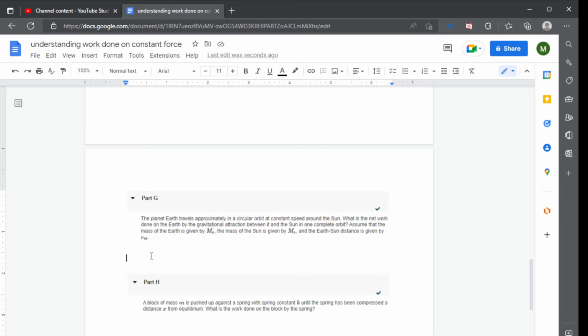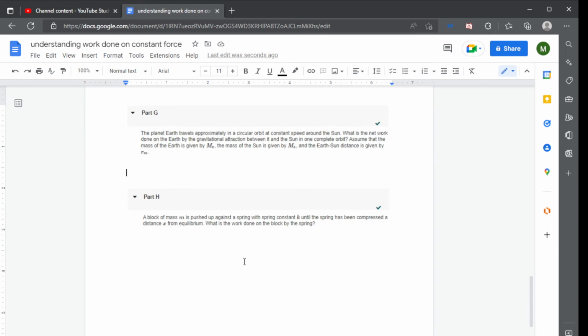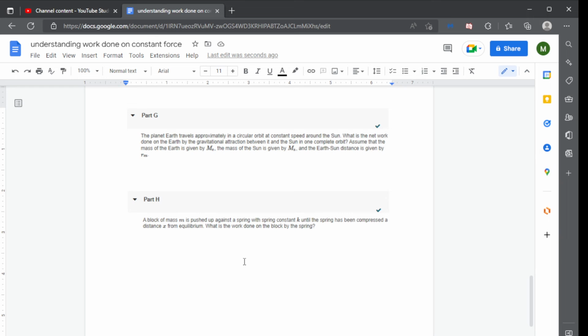A planet is traveling in approximately a circular orbit at a constant speed around the sun. What's the net work done on the planet by the gravitational force between it and the sun in a complete orbit, observing that the mass of Earth is given as me and the mass of the sun is given as Ms, and the distance is given by re? Knowing that, we'll be looking for the work done.